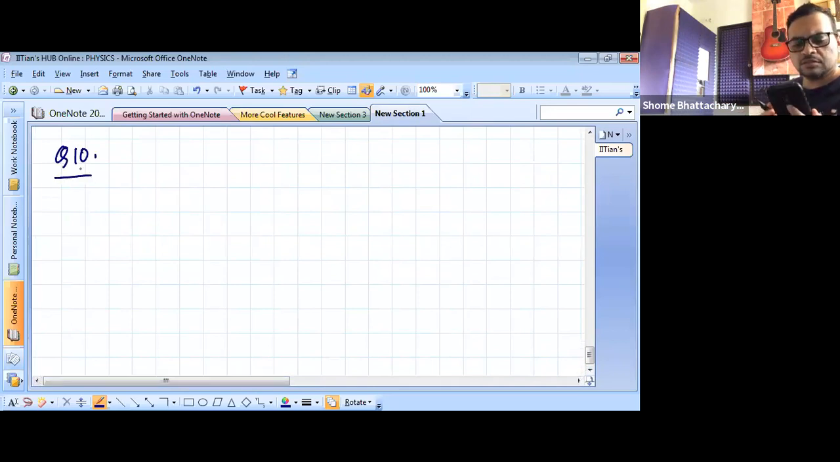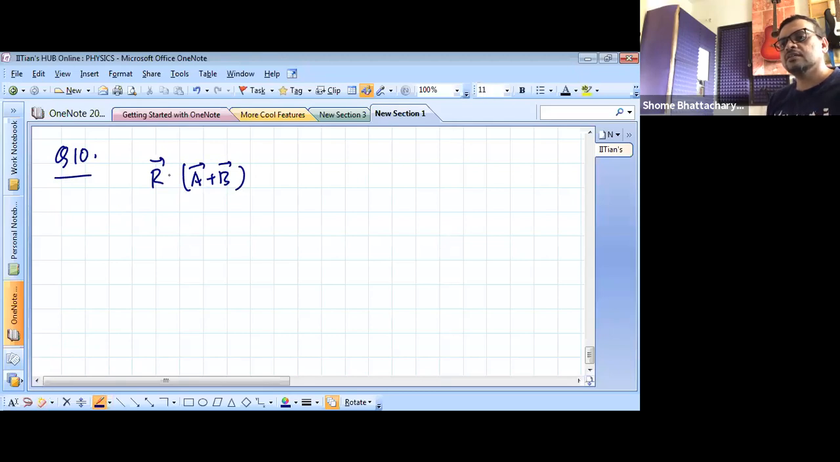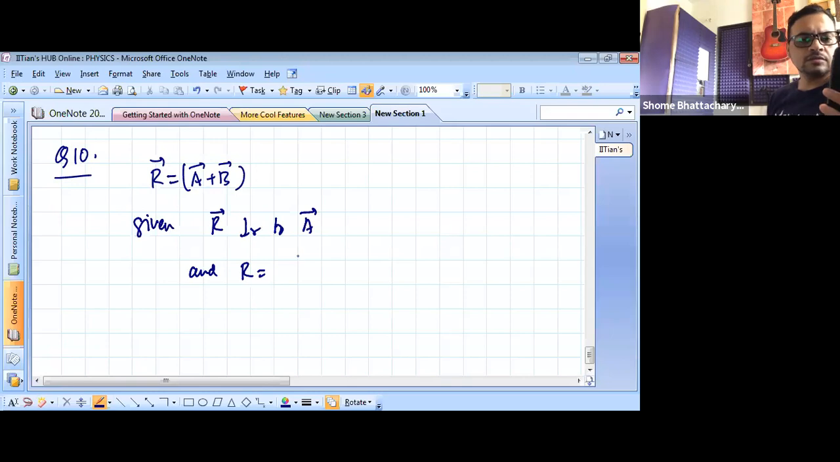So let's see what's happening here. Question 10 में कह रहा है resultant of two vectors A and B is perpendicular to A and has a magnitude of double of A. Then we have to find the ratio of A and B. So if R is the resultant of A and B, that means it is the sum of A and B. Now it's given that this R is a vector such that it is perpendicular to A, okay, and its magnitude is twice of A. So we have to find the ratio of magnitude of A and B.